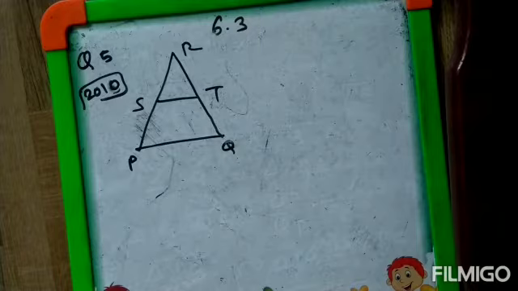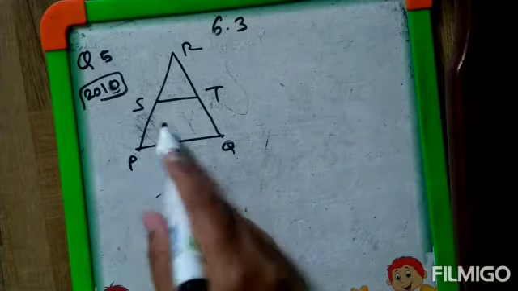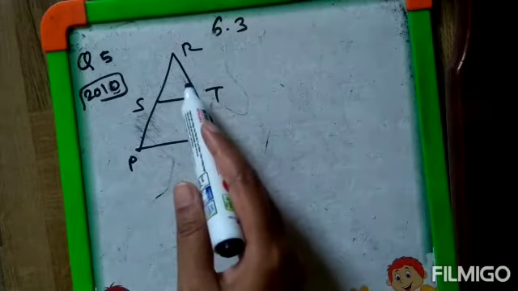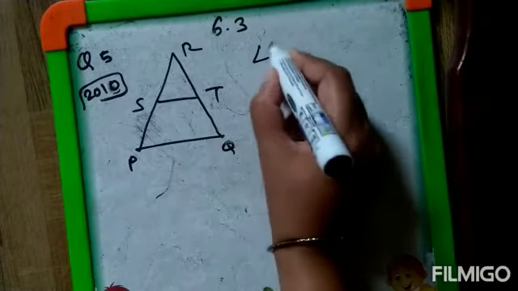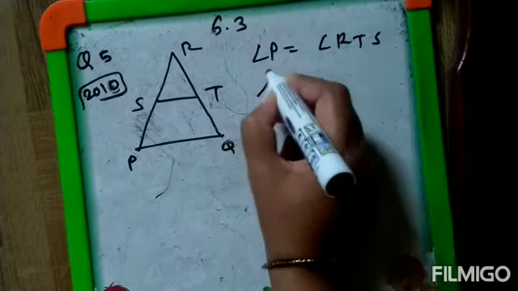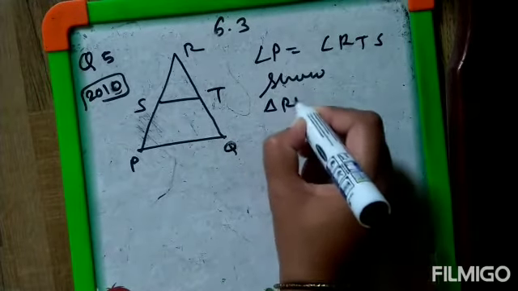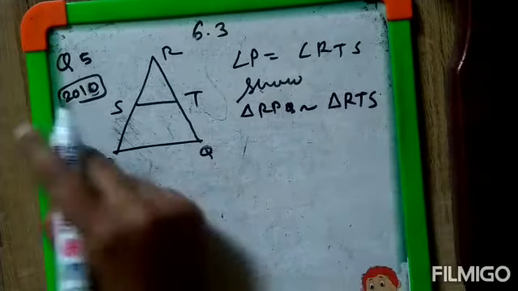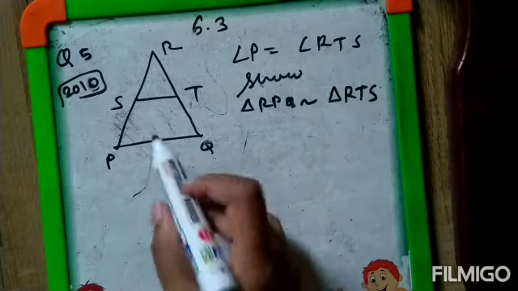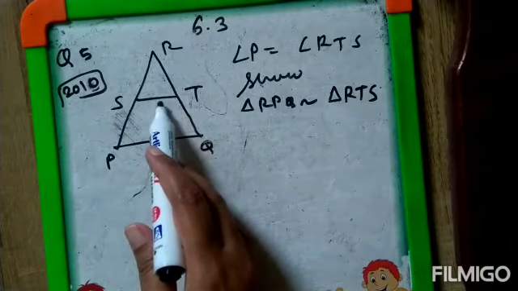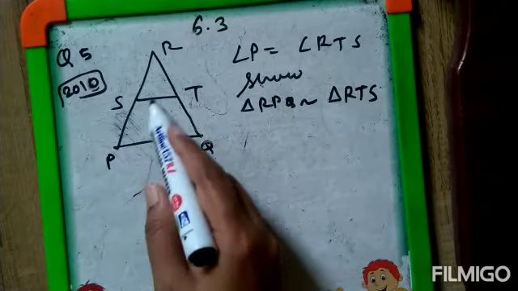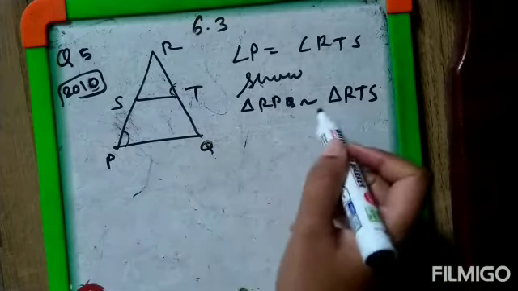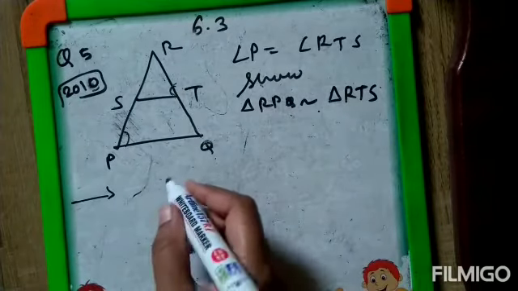Next question is 5, asked in the board exam 2010. S and T are points on the sides PR and QR of triangle PQR such that angle P is equal to angle RTS. Show that triangle RPQ is similar to triangle RTS. Here is triangle PQR, and we draw the line ST. This angle P and the angle RTS are already given as equal. So taking the two triangles, we can easily show them similar.